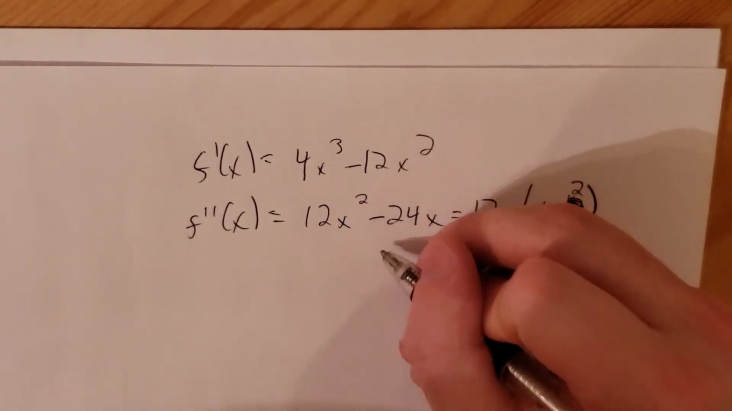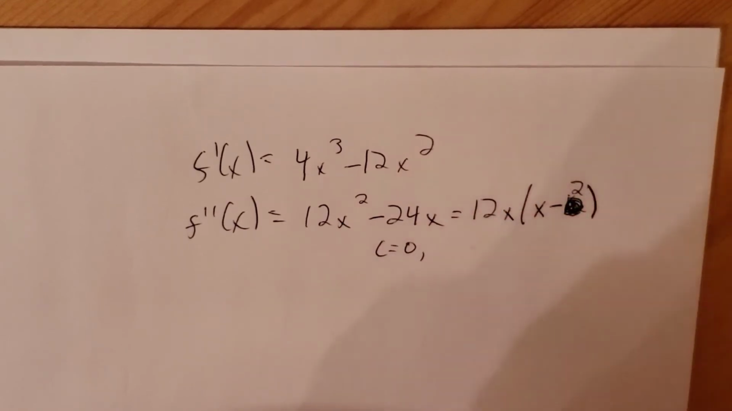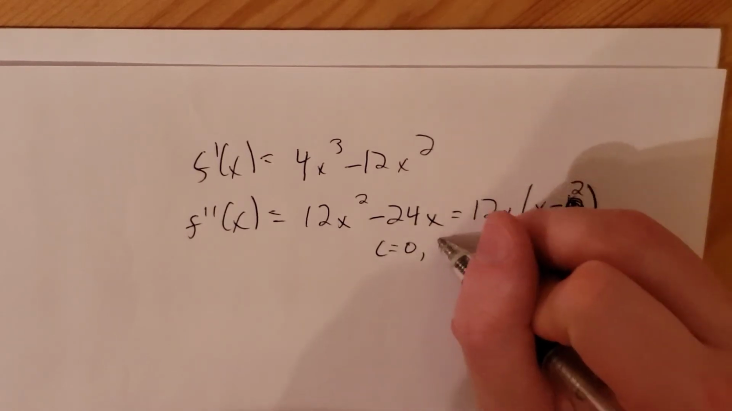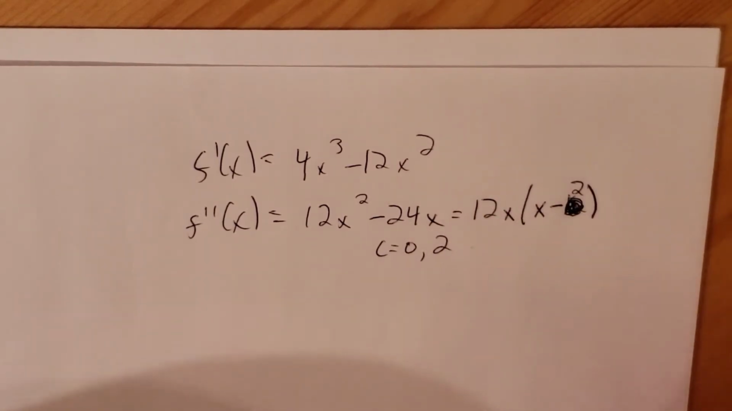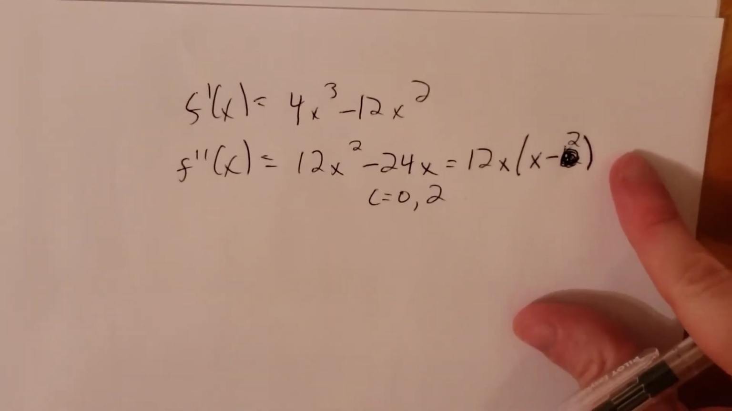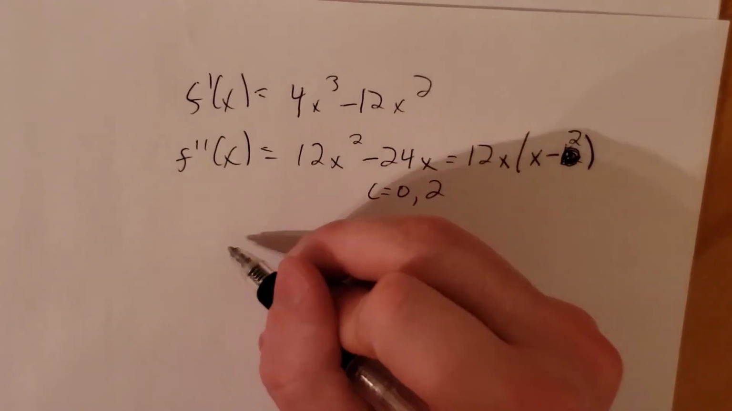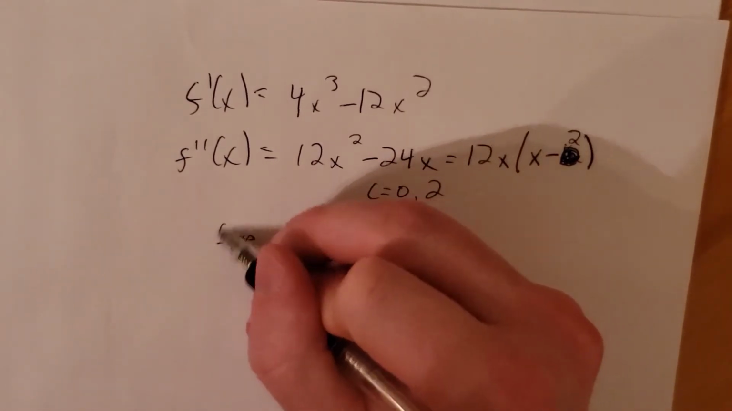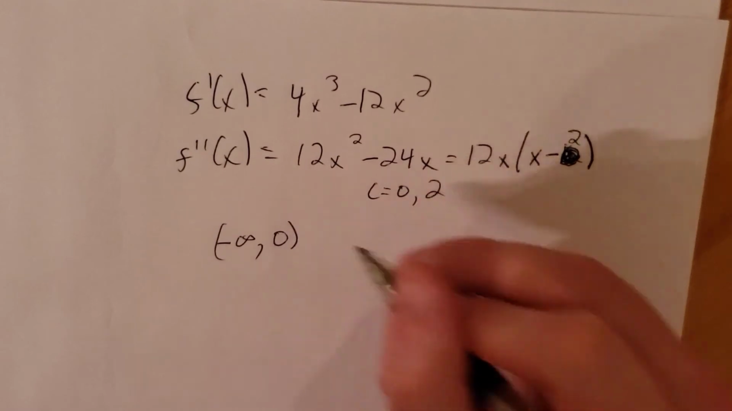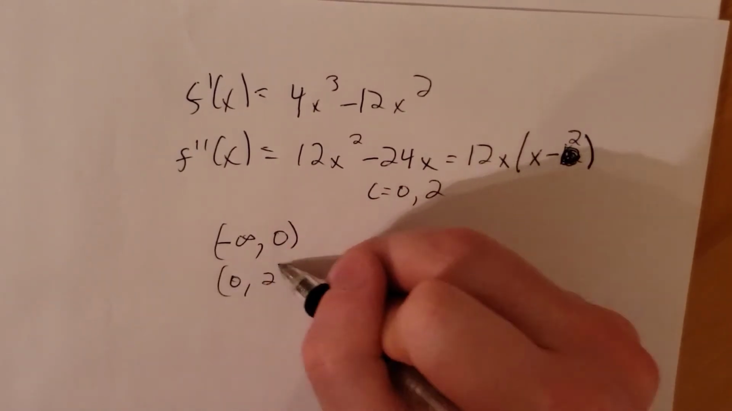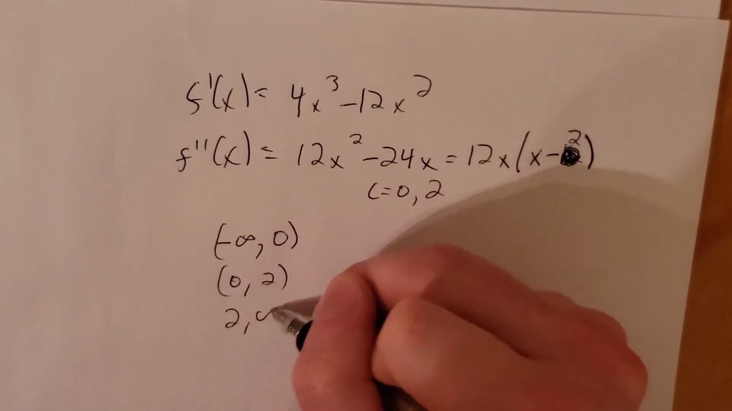All right, which tells us we have critical values here at 0 and 2, because that's what makes our second derivative 0. And this gives us intervals of negative infinity to 0, 0 to 2, and 2 to infinity.